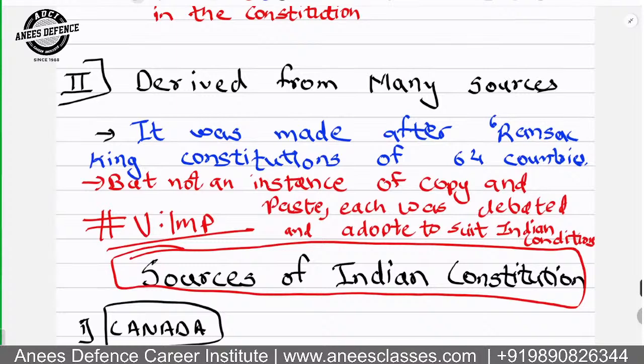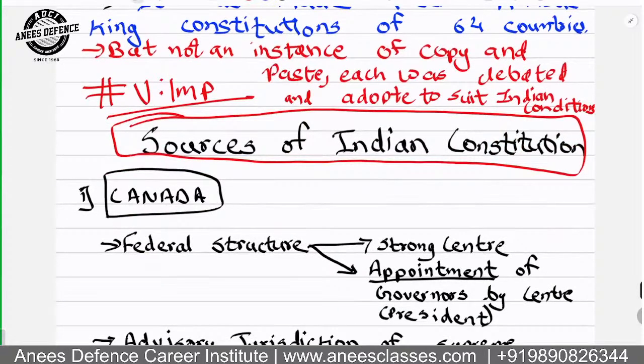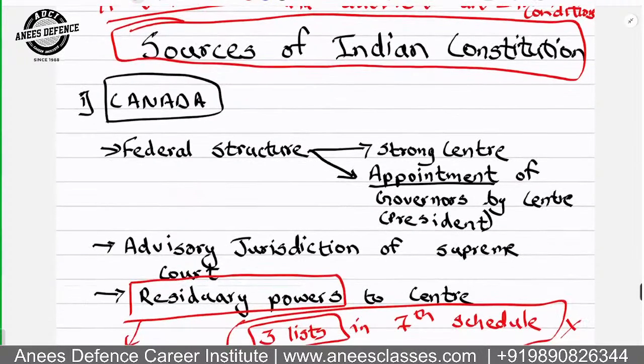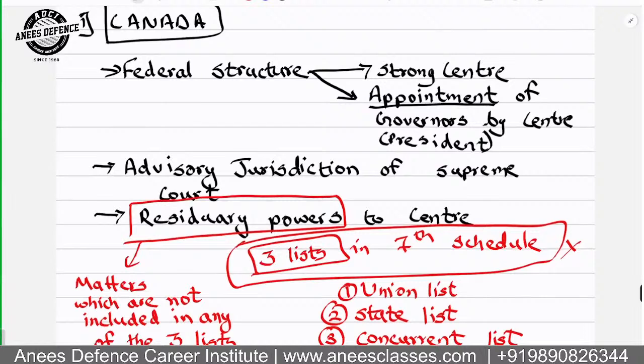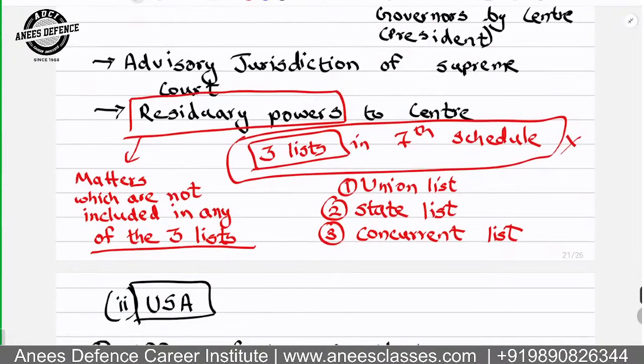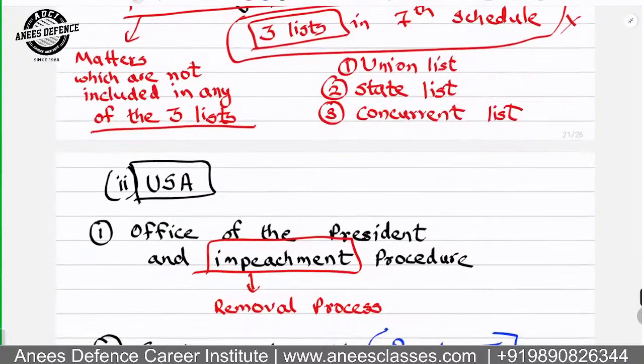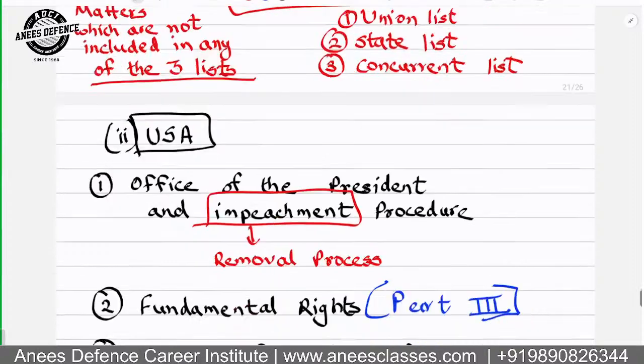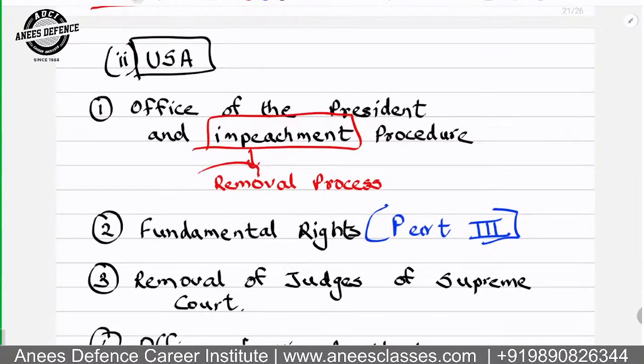sources of the Constitution. We had seen that the Constitution of India was built after borrowing from constitutions of 64 different countries. There is nothing wrong in adopting and learning. First we have seen that the Constitution of Canada contained federal structure that we had borrowed, advisory jurisdiction of the Supreme Court, residuary powers to the center. Then I had explained the three lists in the 7th schedule. Then from the Constitution of USA, we had borrowed office of the president and the impeachment procedure. Impeachment procedure means the removal process.